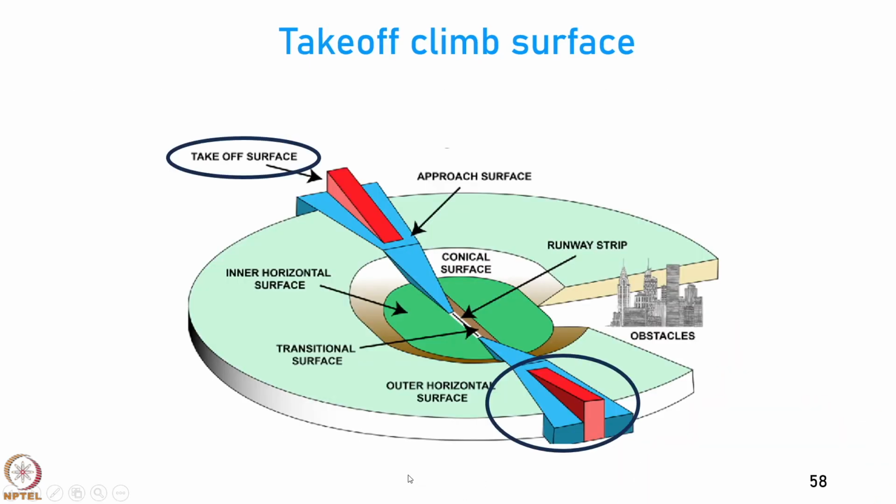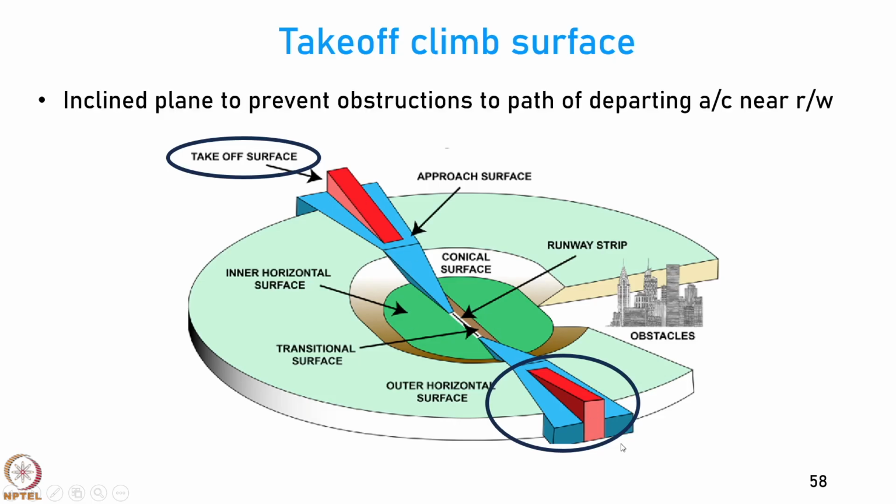Then we have the takeoff climb surface, which is shown in the red color at both the sides. So, this is the inclined plane to avert obstructions to the paths of the departing aircraft near the runway or even for the arriving aircraft, but mainly to do with the takeoff.